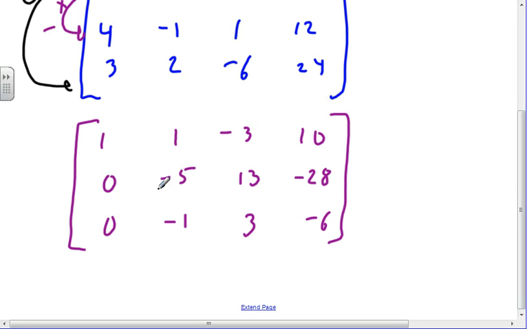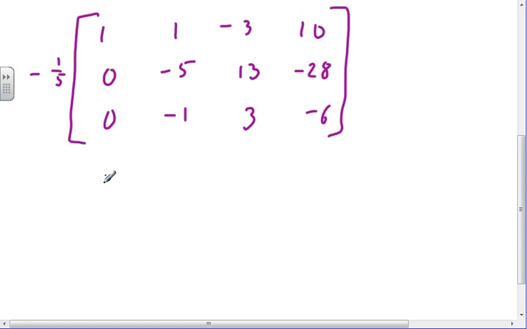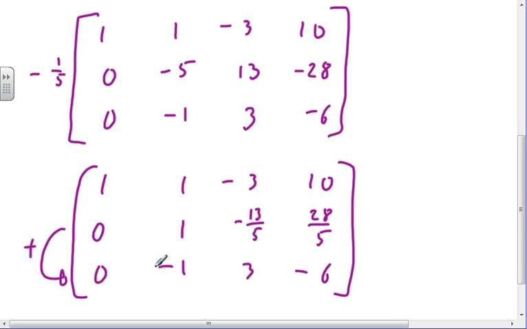Now I would sort of like a 1 to be where the minus 5 is. So I'm going to multiply by minus 1 over 5. 1, 1, minus 3, 10. 0, 1, minus 13 over 5, plus 28 over 5. 0, minus 1, 3, minus 6. I'm going to add those two together because I want to have a 0 here. So that's why I'm doing it.